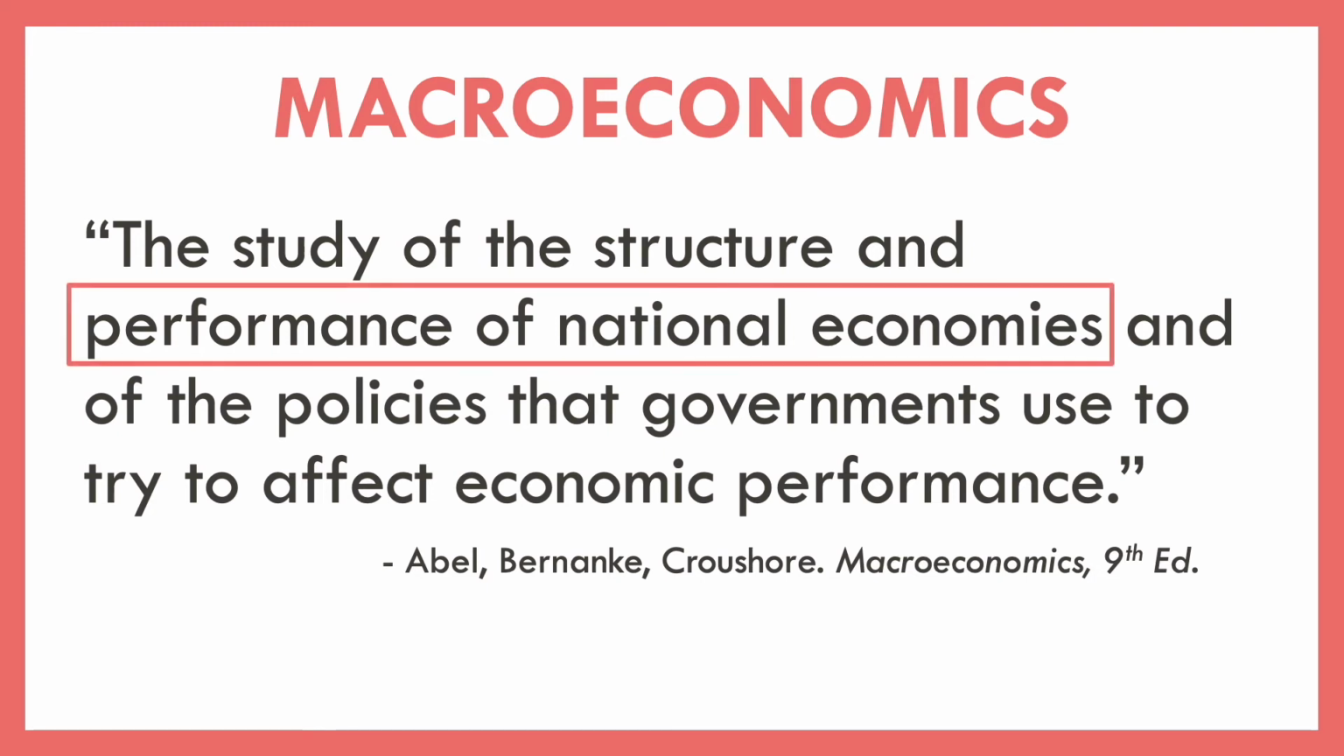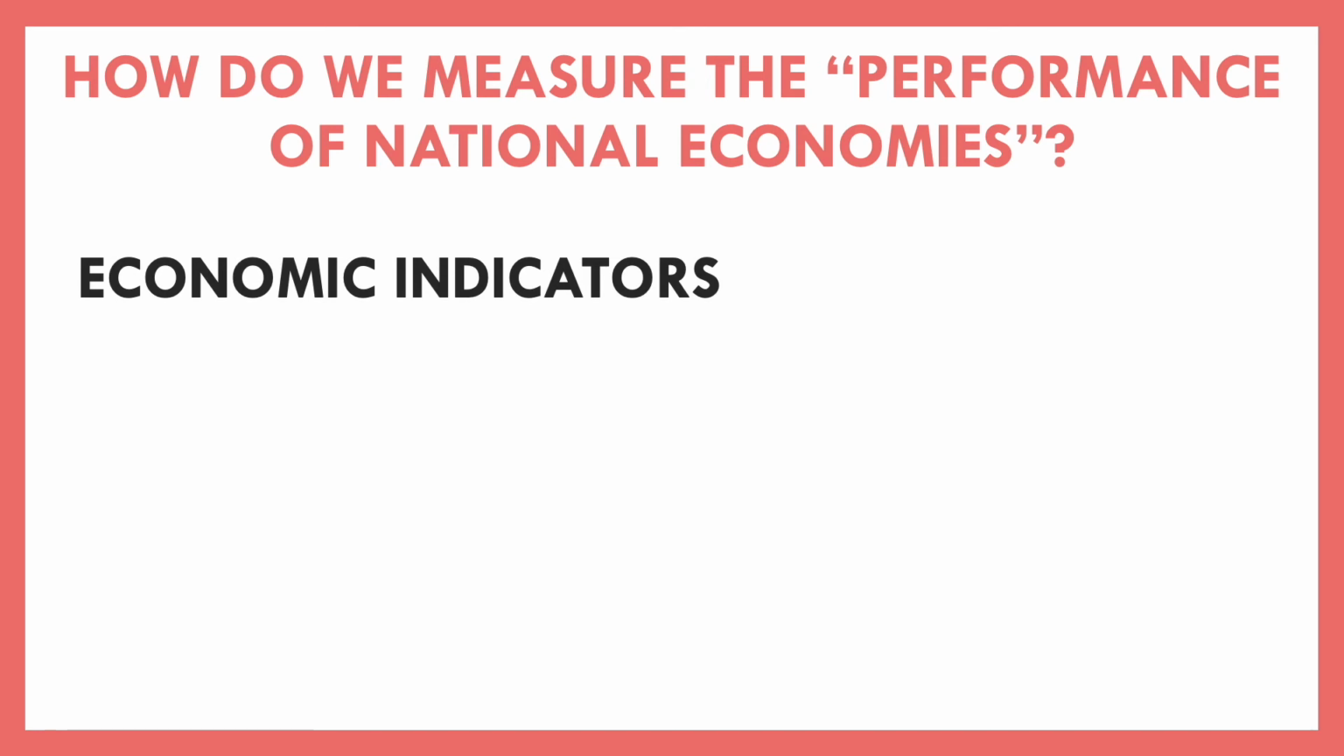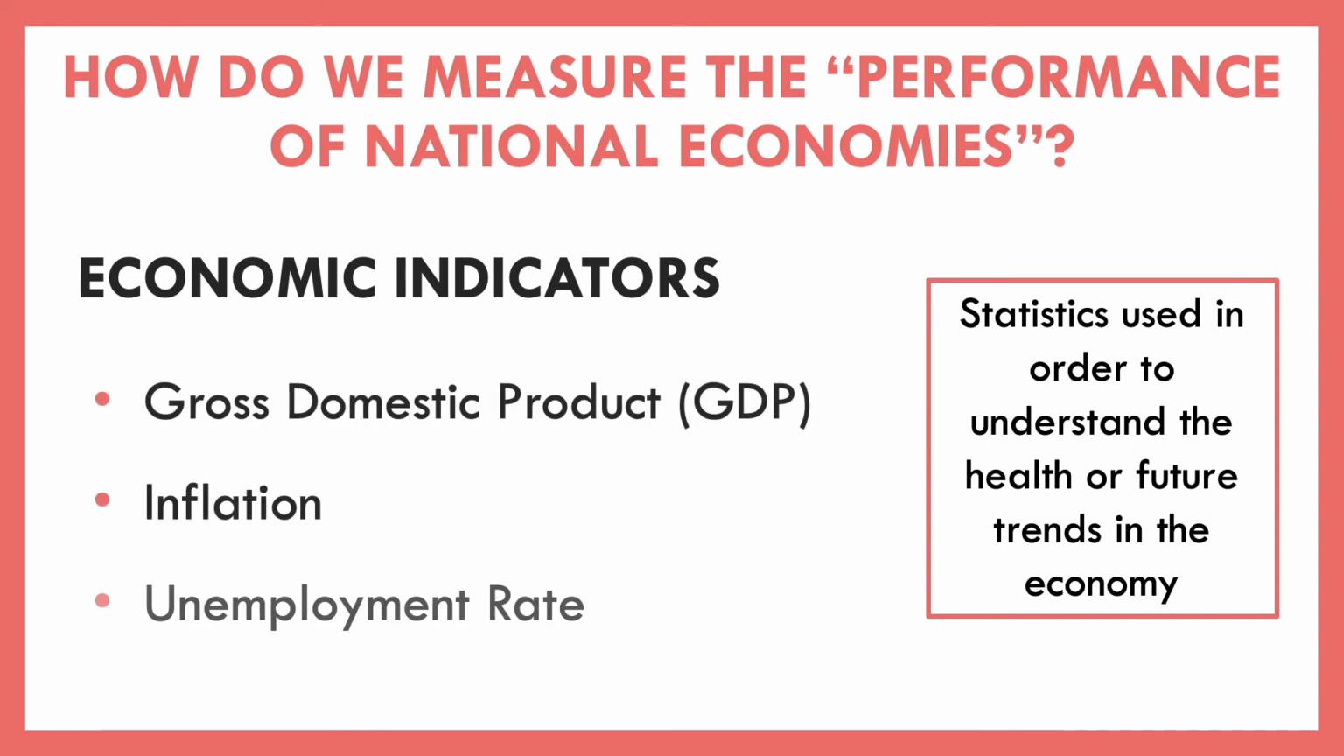So when we talk about the performance of national economies, how exactly do we do that? How do we measure the performance of these national economies? Well, the way that we do that is through specific statistics. And these statistics are what we call economic indicators. These economic indicators are just any statistic that we use in order to understand the health or the future trends of the economy. And there's really hundreds of different data points we could use to try to understand an economy, but we're going to focus on the big three. And the big three are gross domestic product, inflation, and unemployment. And as we look at these three, we want to see how these three can help us better understand how a country's economy is doing.